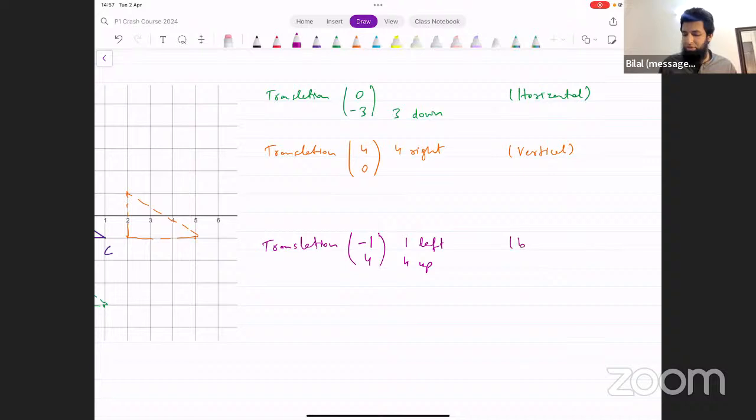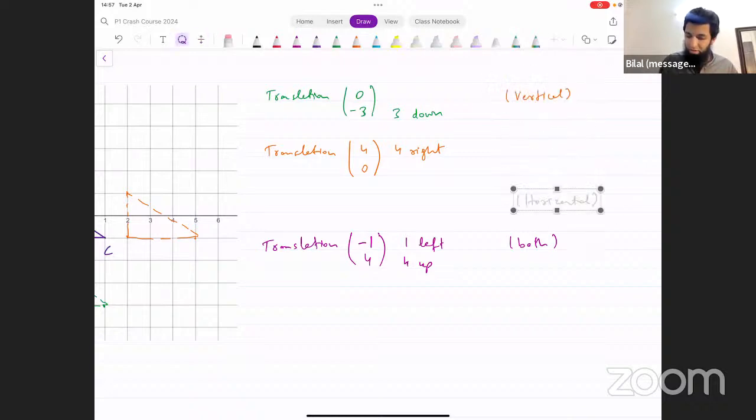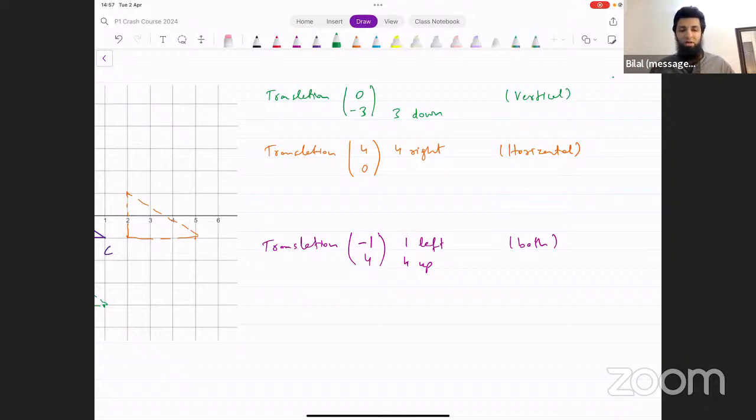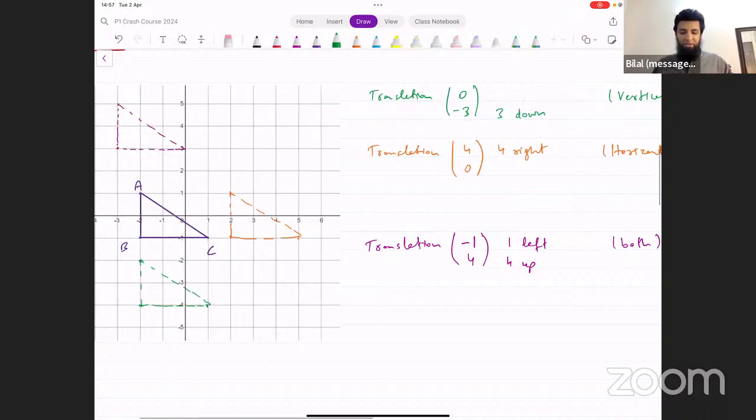This is both horizontal and vertical, right? Because the movement is both, sorry, the other way around, right? This was vertical, this was horizontal. The first one was vertical, the second was horizontal, and the last one, this is both. It's both horizontal and vertical, all right? This is how translation works.